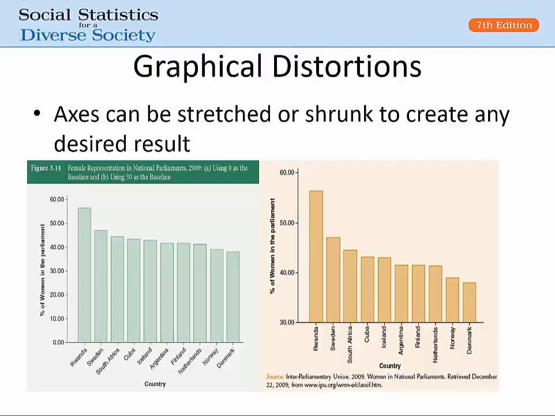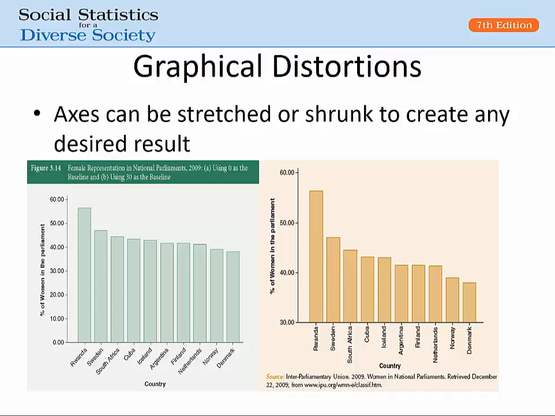How we can recognize graphical distortions. So for example, on this next slide, we can see that axes can be stretched or shrunk to create any desired result. And I actually reviewed that with you earlier. So in the chart on the left, we can see that the bottom axis, the horizontal axis on the bottom, where they're listing countries, Rwanda, Sweden, South Africa, that starts at 0. But if we started at 30, then it changes the presentation of the chart. It's the exact same data. We're just changing the way the chart is structured.